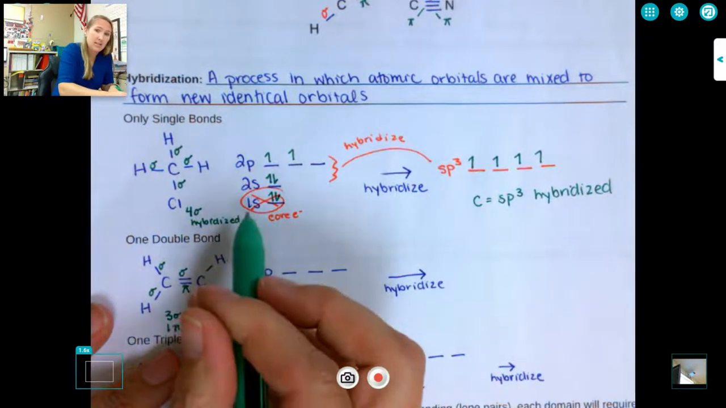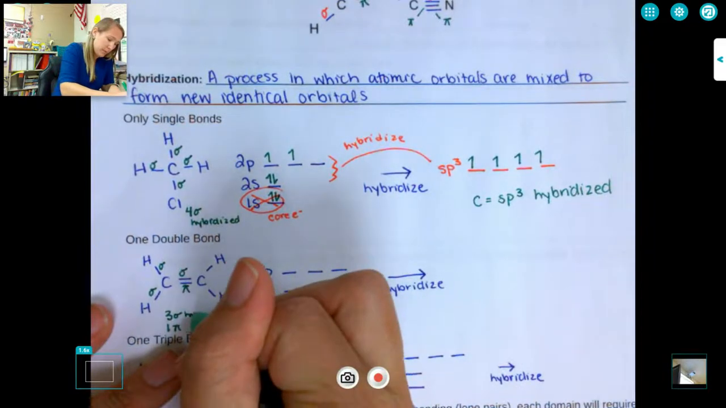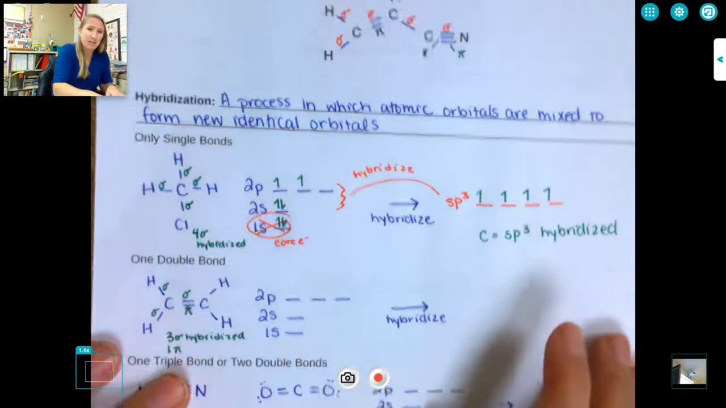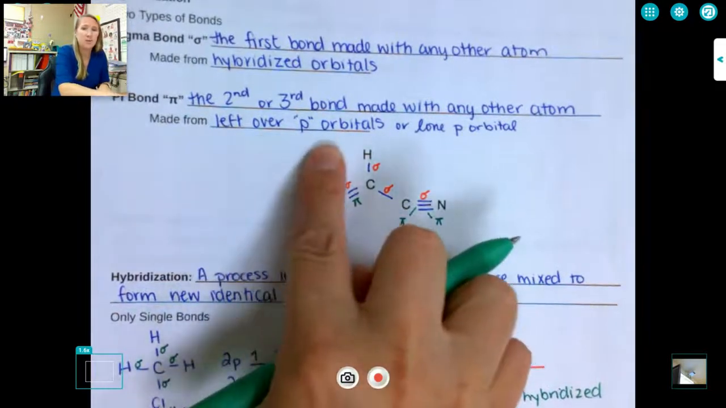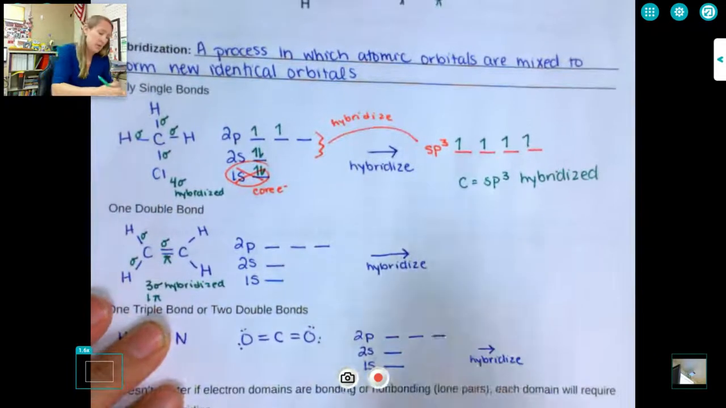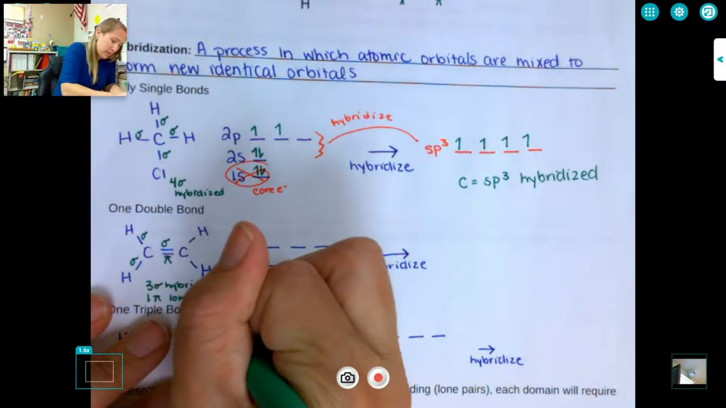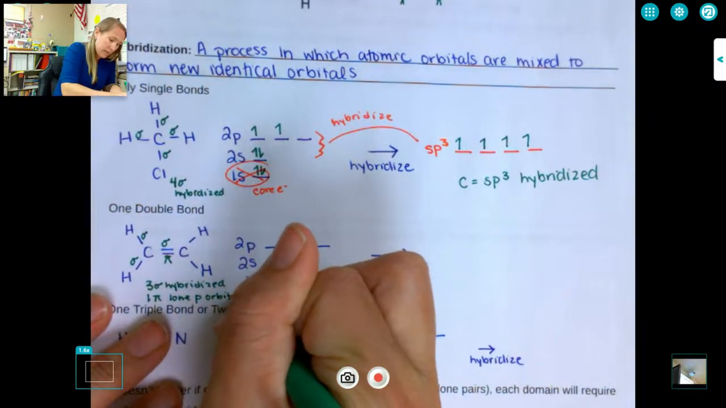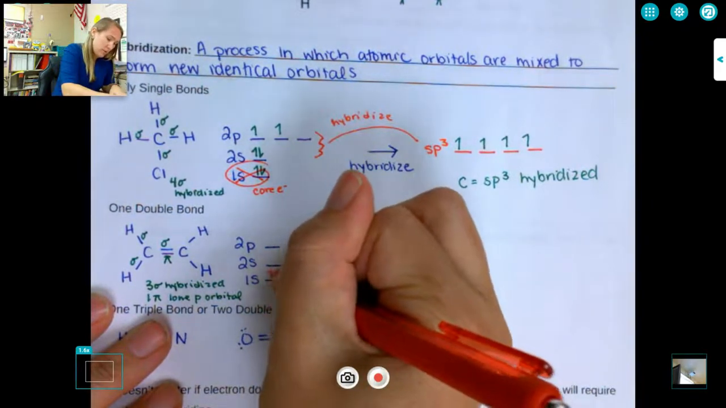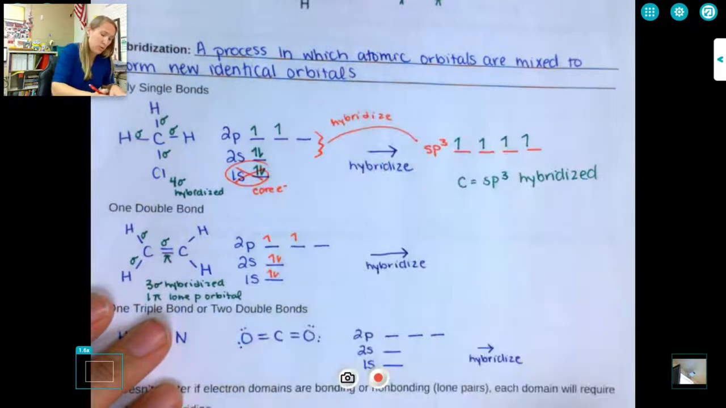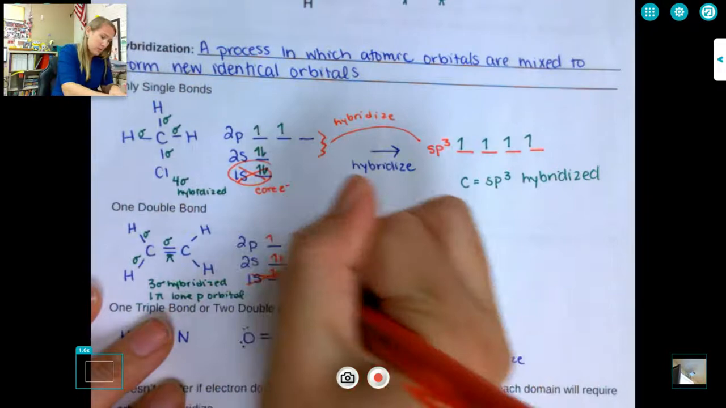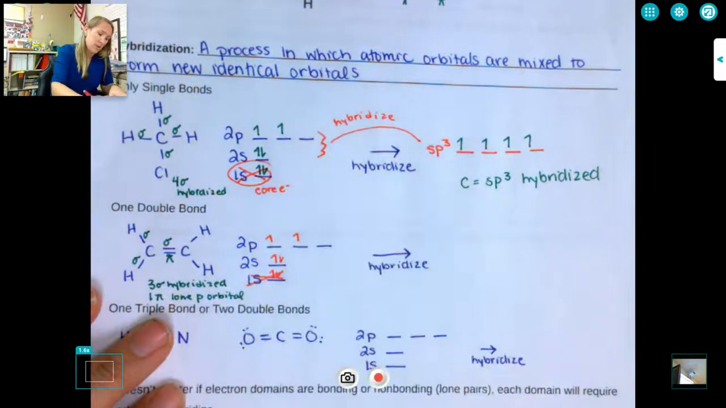My sigma, like I said before, is a hybridized orbital. My pi bond, we said my pi bond comes from a leftover p orbital or a lone p orbital. So this guy is a lone p orbital. I'm still looking at carbon. So carbon has my 1s2, 2s2, 2p2. Again, don't care about core electrons. They don't do any bonding. So I'm going to ignore that guy. I'm just going to look here.